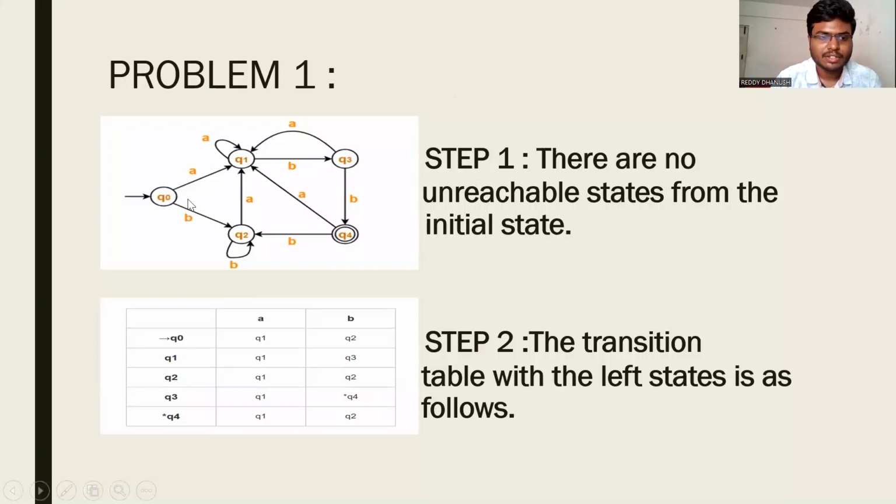Now let us consider an example. In the given DFA, there are five states: Q0, Q1, Q2, Q3, and Q4. Now we can see that from the initial state, that is Q0, all states are reachable. So there are no unreachable states here. So we will draw a transition table for all the states mentioned in the DFA, that is Q0 to Q4.